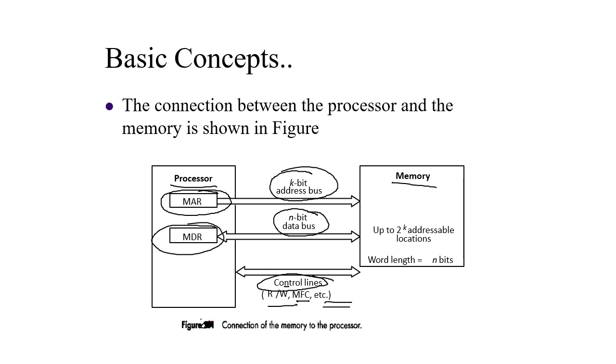When the address bus is k bits, the size of the memory is 2 power k. The size of the memory directly depends on k. What is k? k is the number of address lines. Similarly, the data bus specifies the size of the data that can be transferred between the memory and the processor.